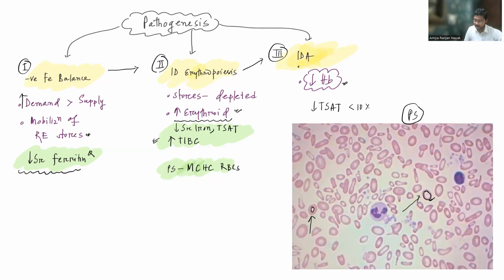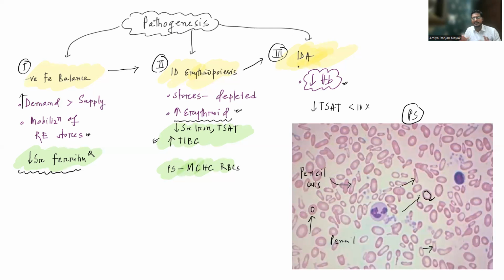Okay, and here if you do the peripheral smear, you will get full-blown features of iron deficiency anemia along with microcytic hypochromic RBCs. You will also get pencil cells. As you can see here, these are the pencil cells, the elongated cells. Because the hemoglobin content is low, they can take up various sizes and shapes. So that's why they will make these pencil shaped cells.